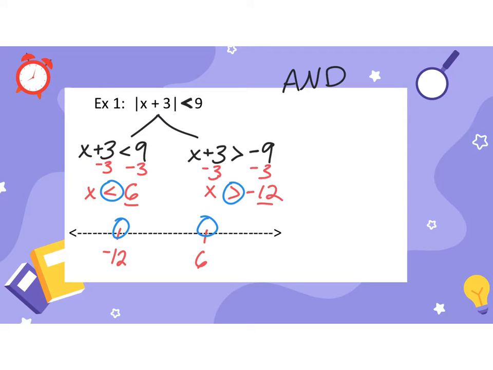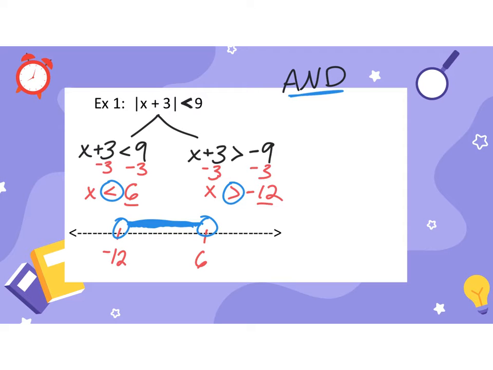So if x is less than 6, I know I'd be shading this direction. If x is greater than negative 12, I'm shading this direction. It's an "and," so it's what they both have in common, and it looks like a line segment. Okay? So that tells me I did it correctly. Well, hopefully. Let me, real quick though, just check for those extraneous solutions.